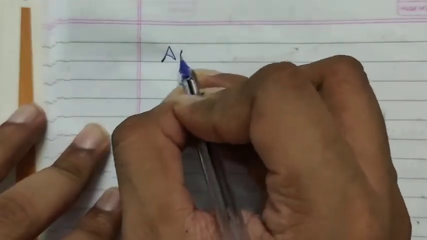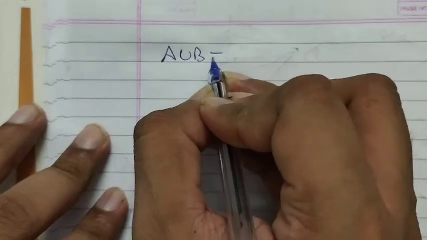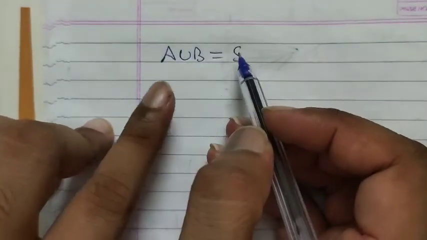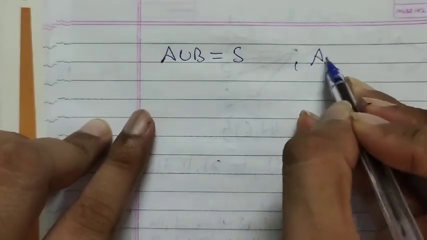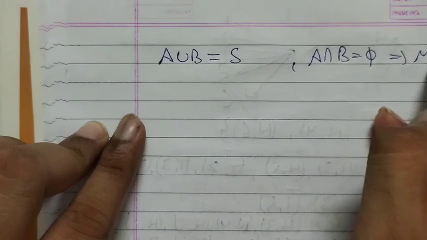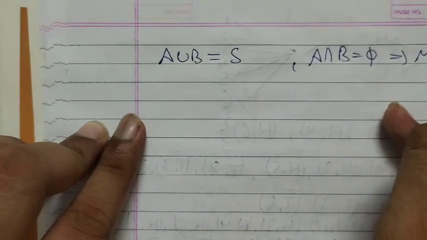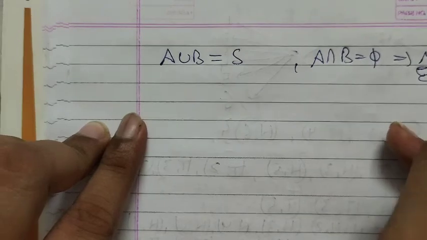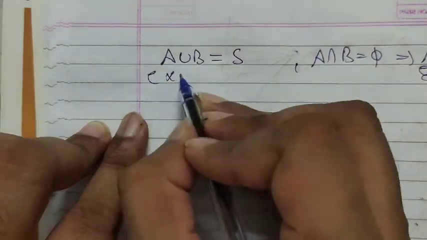In the 11th question, it is asking about exhaustive events. Exhaustive means two events are exhaustive only when A union B is equal to the sample space. If two such events are there, then they are called exhaustive events. If A intersection B is phi, that means mutually exclusive, and these are exhaustive.